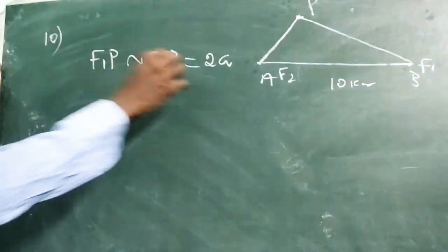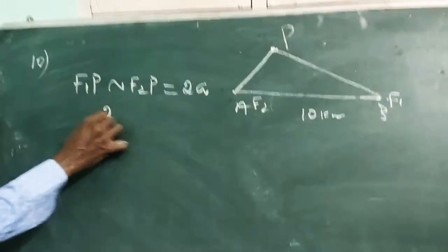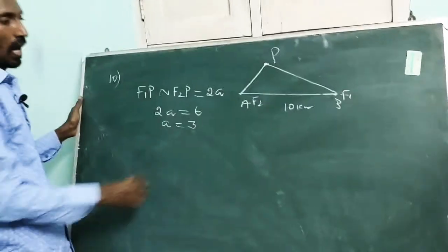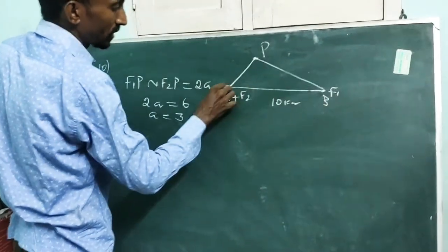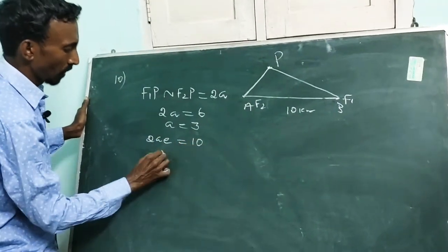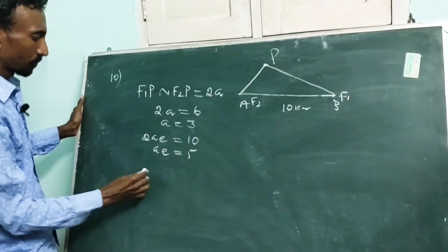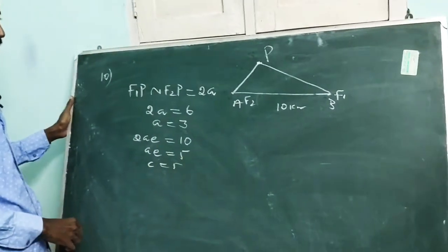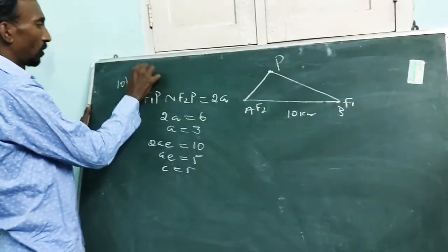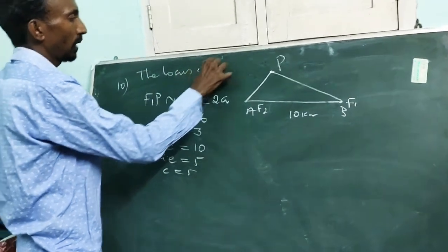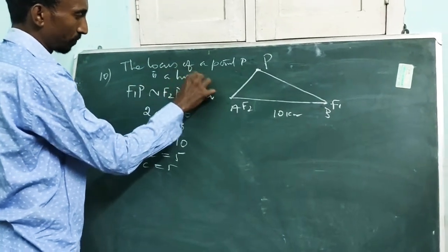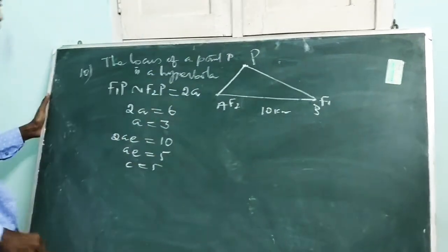Okay, so given that the difference of the distance is 6, so 2a equal to 6, a equal to 3, and it is ae comma 0 and this is also minus ae comma 0. So 2ae equal to 10, ae equal to 5. So c equal to 5. Okay, just now I wrote that the locus of a point P is a hyperbola, and imagine it is a first type of hyperbola.